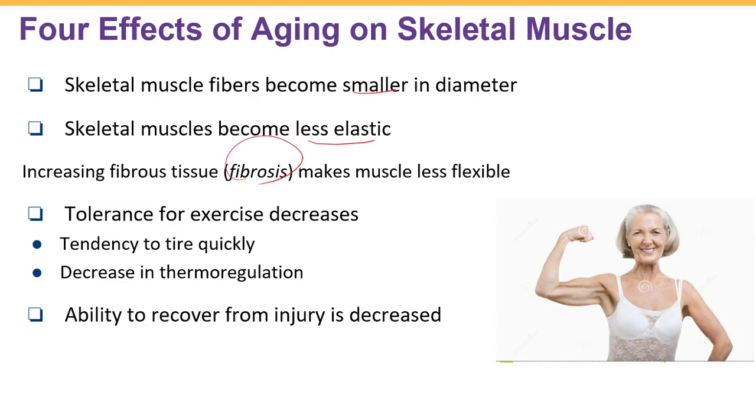Because of these changes, older muscle doesn't handle exercise as well. People may get tired more quickly and have less endurance. Muscles also don't regulate body temperature as well, and the ability to recover from injury also decreases. So in simple words, with aging, muscle gets smaller, stiffer, weaker, making it harder to exercise and recover from injuries.